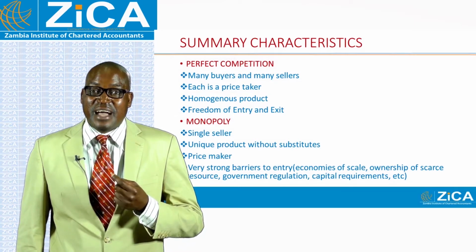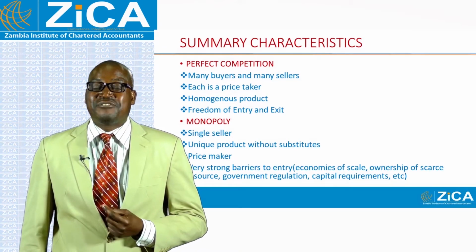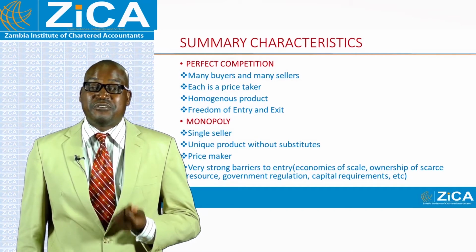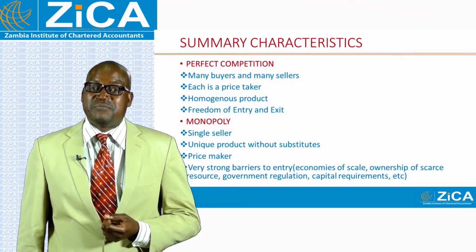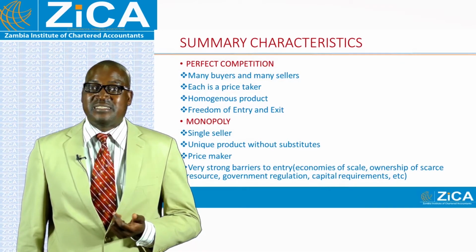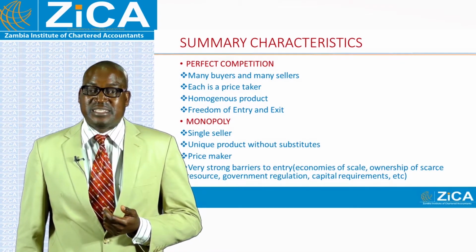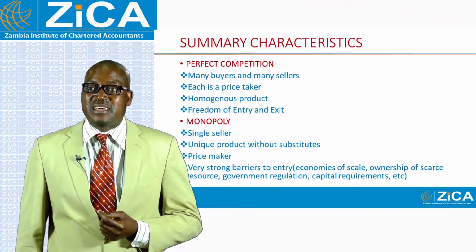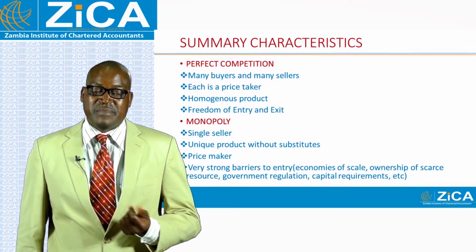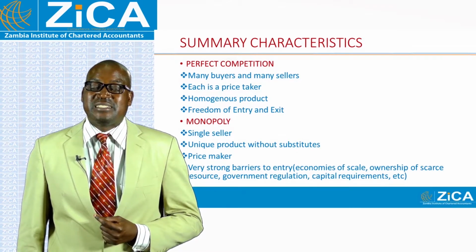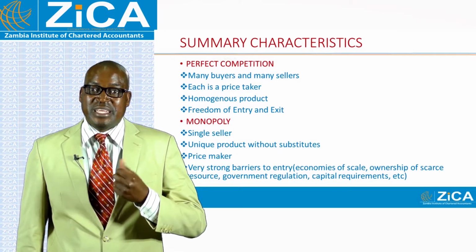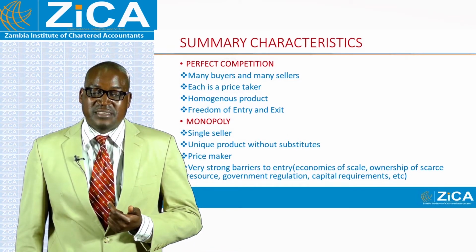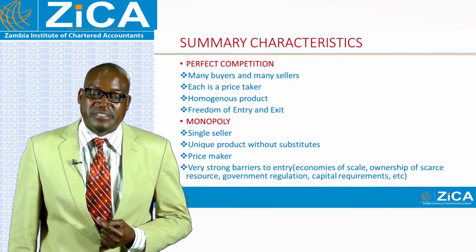And then the other characteristic is that there are very strong barriers to entry. These barriers may take the form of economies of scale, may take the form of government regulations through patents and property rights. They might take the issue of cost that might be too high for other companies that may wish to join. So we need to understand what barriers they are and what are the consequences of those barriers.